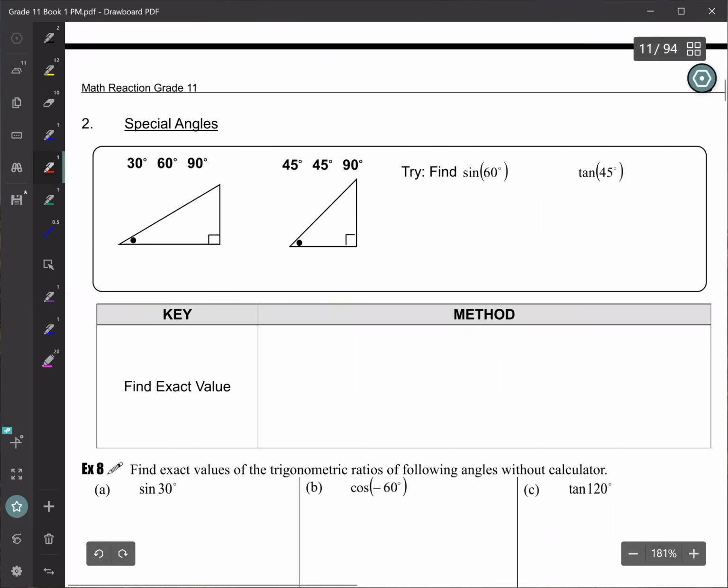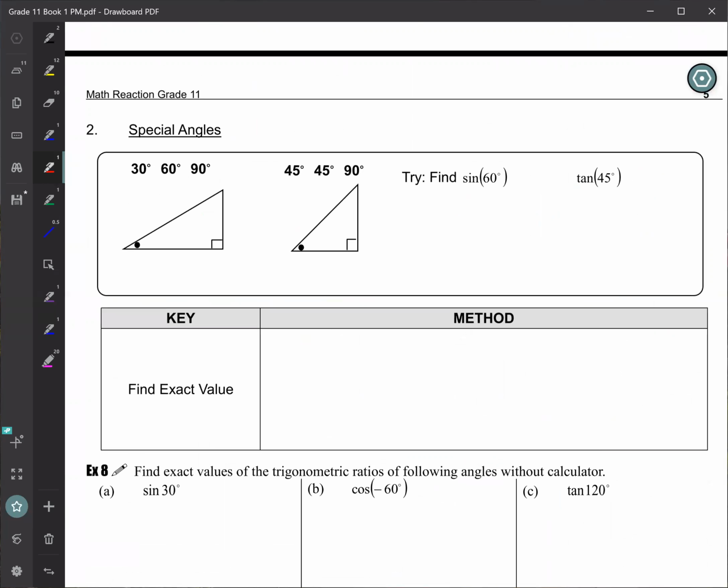Next thing we need to know is the special angle. So please turn to page 5. Special angle means these are the angles that have special sides. The ratios are fixed, okay? Ratios between the opposite, adjacent, hypotenuse, they are fixed.